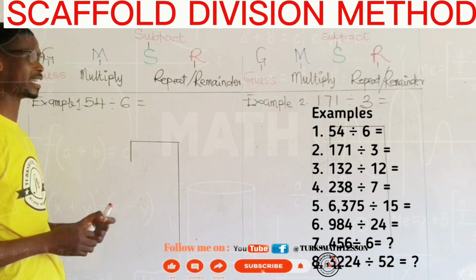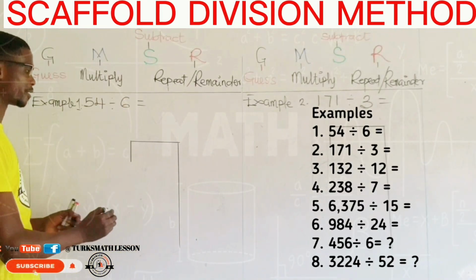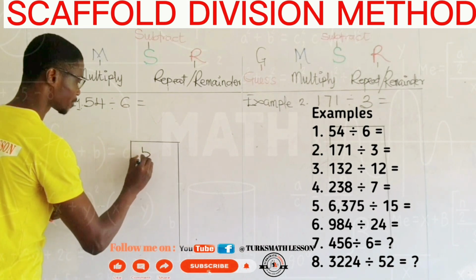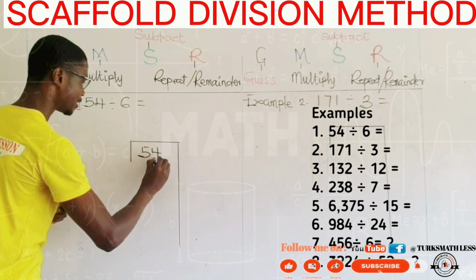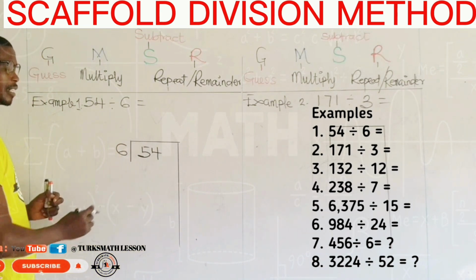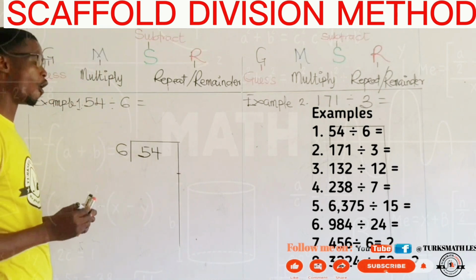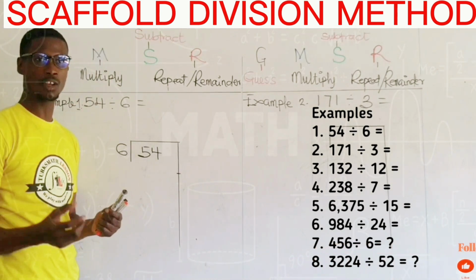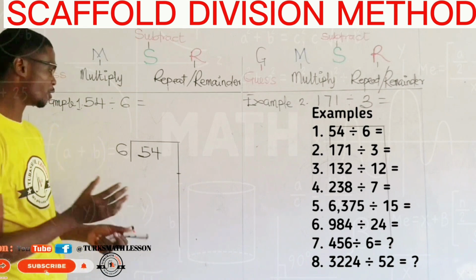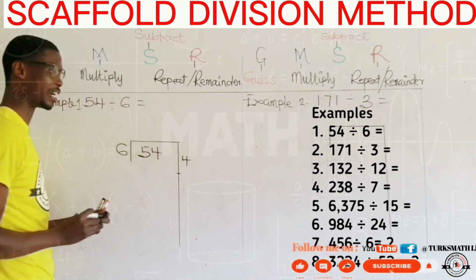So I'm going to take the first one for you. Then you look at how it is. The first one here is 54 divided by 6, as we have on the slide. So 54 inside, 54 is the dividend. Then there's 6 at the left side. Now I'm going to guess. So I start with 4. You can also pick any number at all. But I love 4, so I write 4 at the right side of the structure.